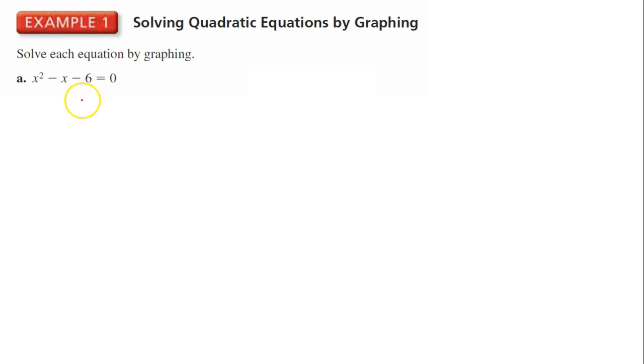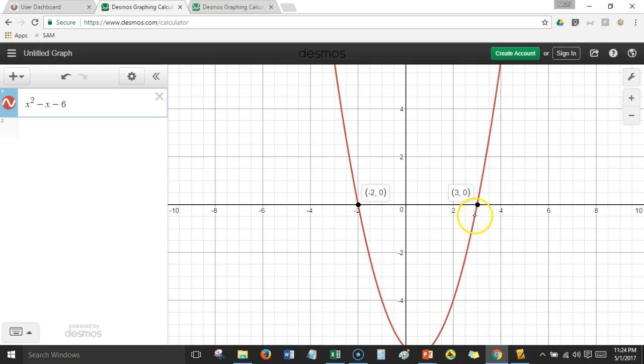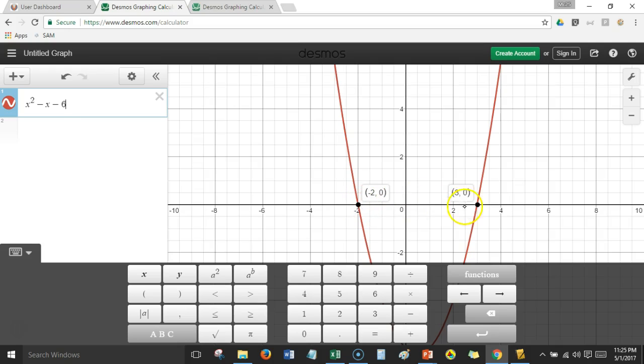Let's take a look at this first one first. x squared minus x minus 6 equals 0. So I am going to graph the function y equals x squared minus x minus 6. And to do that, I'm going to use my beloved Desmos.com/calculator, and I'm just going to push in x squared minus x minus 6, and look at that graph. Same graph as this. So you notice that the x values of our x-intercepts are x equals -2 and x equals 3.